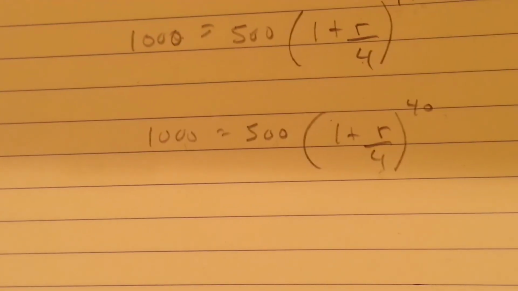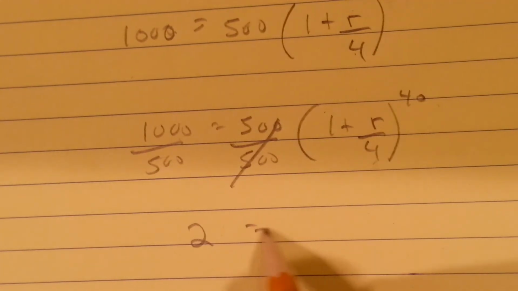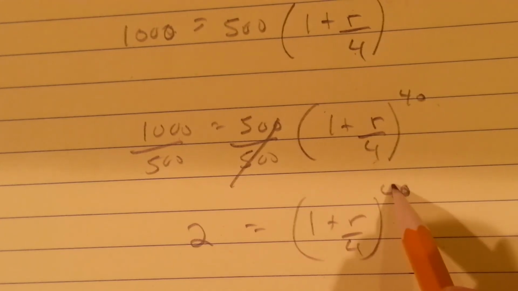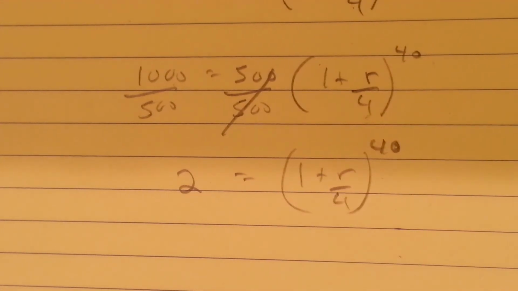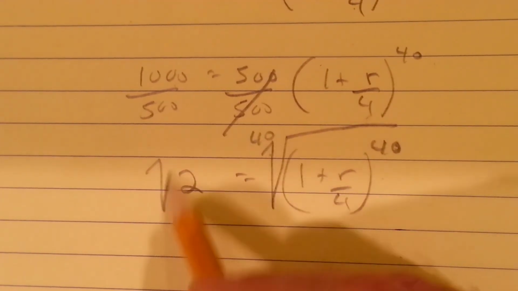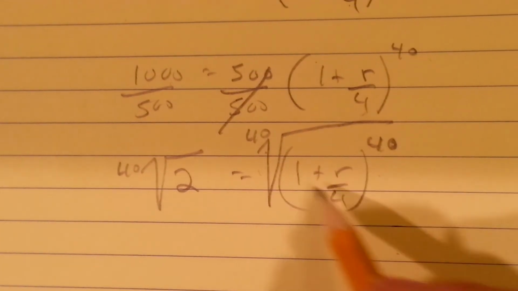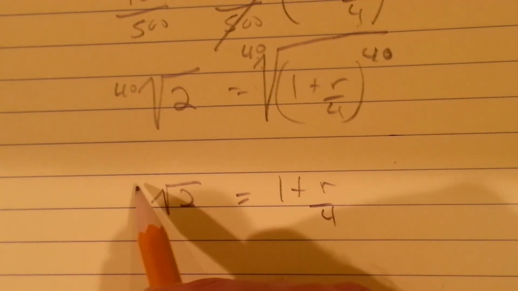So this is what I'll do. We're going to divide by 500 again. End up here with 2 equals 1 plus r over 4 to the 40th power. This will be kind of simplistic, but all I have to do to get rid of all this is I'm going to take the 40th root of both sides. Okay? When I take the 40th root of all that, guess what? This 40 goes, and I'm just left with 1 plus rate over 4. Okay? And that equals the 40th root of 2.